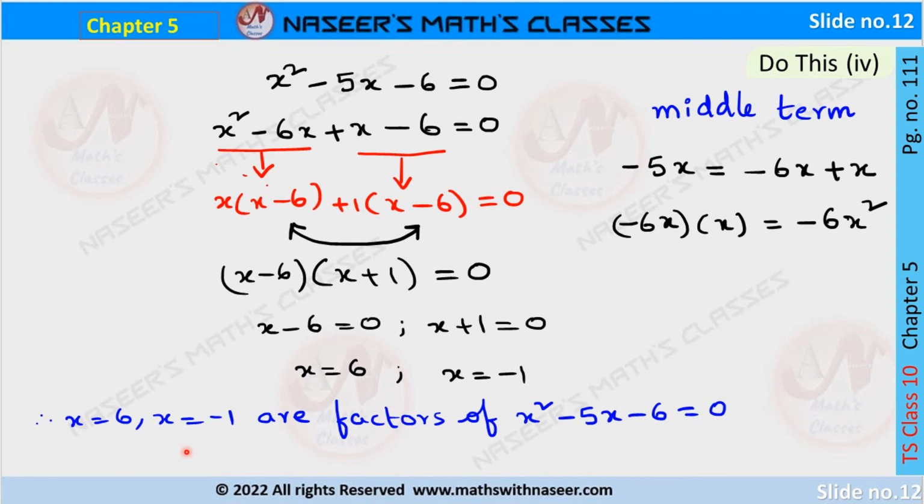Therefore, x = 6 and x = -1 are the factors of x² - 5x - 6 = 0.